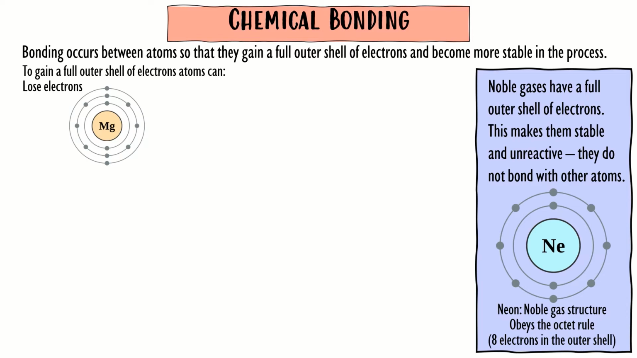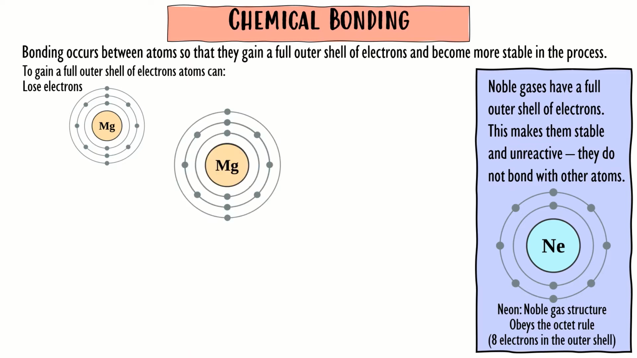For example, magnesium. Metals lose electrons because they have a few electrons in their outermost shell, so it's easy to lose those electrons to become more stable, so that the next shell is their full shell. In this example, you see magnesium losing those 2 outer shell electrons, and in the process, it becomes charged with an overall charge of 2+. It's lost 2 electrons, so it has 2 more protons in its nucleus.